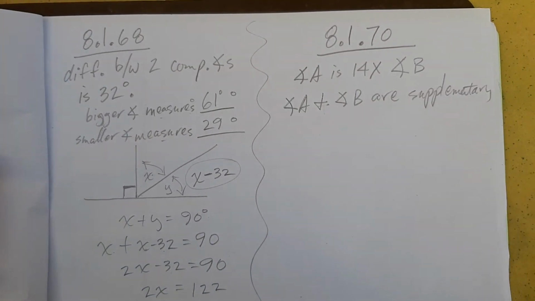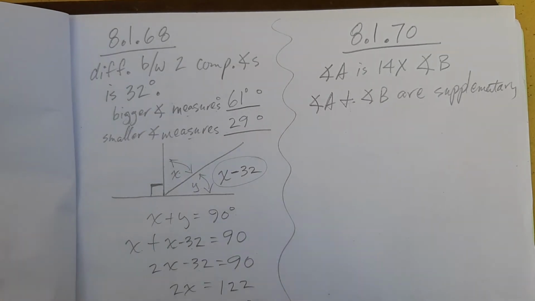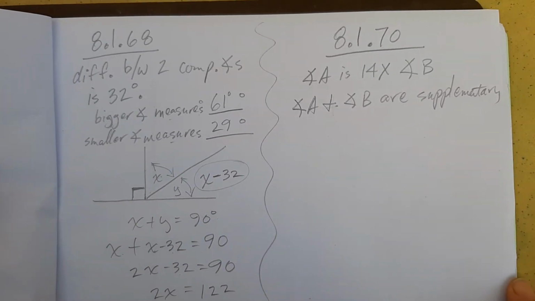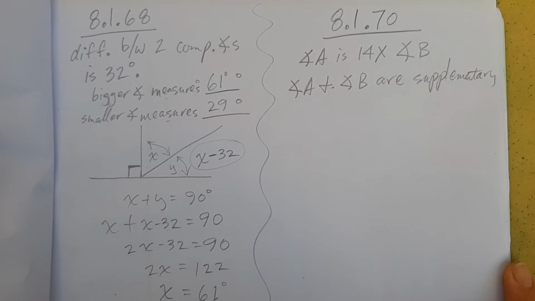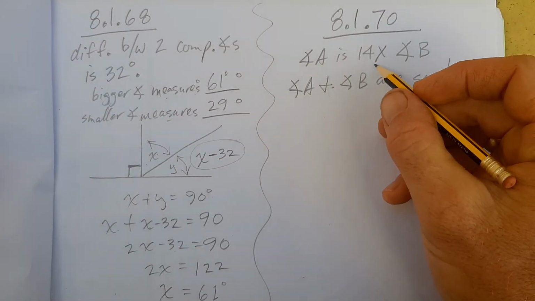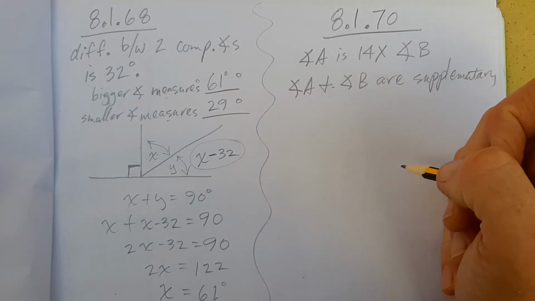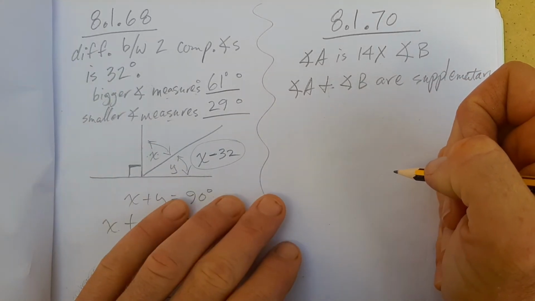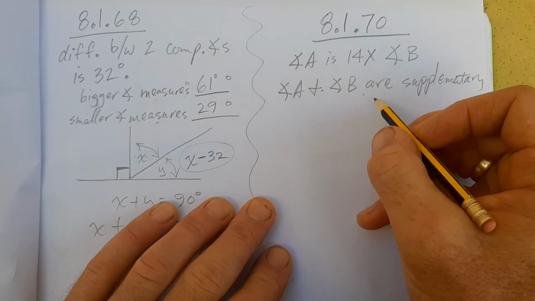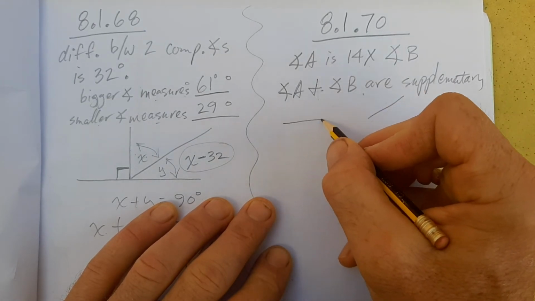Okay, one more problem solving. I'll let you do 8.1.69. Okay, 8.1.70. Angle A is 14 times as big as angle B, and the two angles are supplementary. Well, we'll draw a tiny picture here. It's going to be a crazy picture, right?